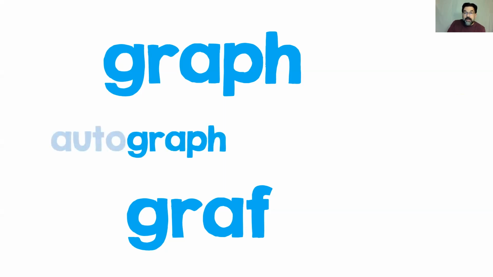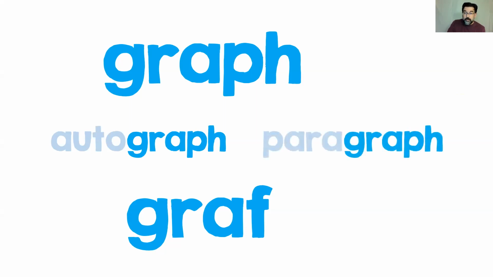Just like an autograph, right? If you sign your name or get a celebrity's autograph to get them to sign a picture or something, you've certainly know about paragraphs, right? Maybe one, or you've written 3 or 5 paragraphs. That's a lot of writing. So graph's all about writing.